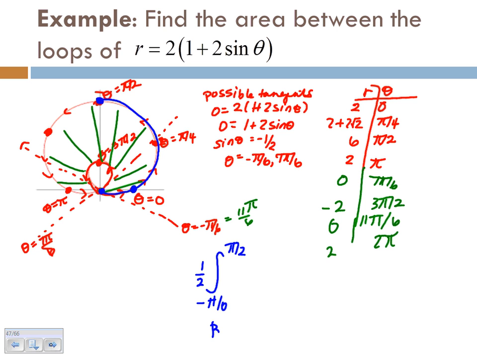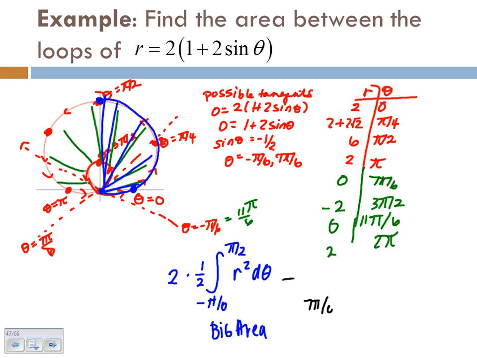So that's going to give me the big area, and you can fill in one half r squared d theta. Then that's going to give me all of that area, and I'm going to have to multiply it by 2. But that included the loop. So to get rid of that loop, what am I going to have to do? Minus, 7 pi over 6.